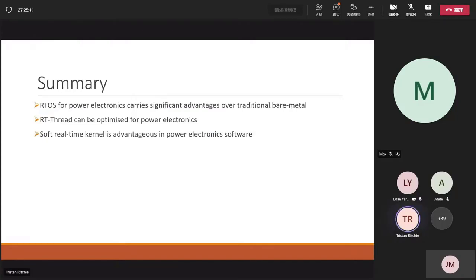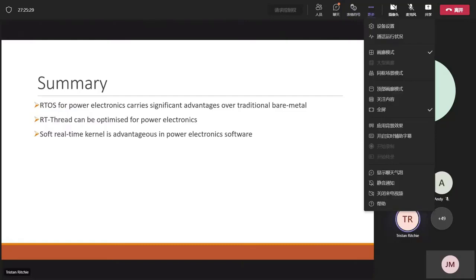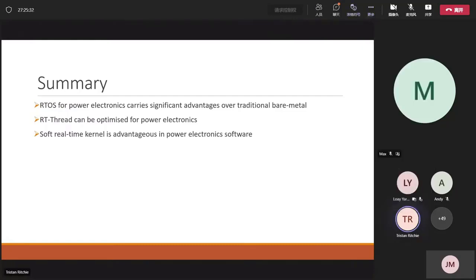To summarize, the key points that I want to communicate in this presentation are that real-time operating systems could greatly benefit power electronics software, specifically with regards to software portability and software safety. I hope I've shown how RT-Thread in particular can be optimized for power electronics to provide low latency interrupt servicing, context switching, and lightweight inter-process communication. And of course, in particular, how the soft real-time kernel is perhaps better suited to power electronics than a hard real-time kernel.